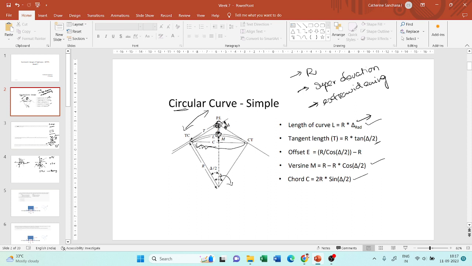So what they will give you is the direction of these two tangents. They will give you the angle subtended by one tangent and the angle subtended by the other tangent, and with respect to these two tangents, you will be able to find out the deflection angle. Once the deflection angle is known, based on other parameters mentioned in the question, you can find out these 5 values, whatever has been asked.